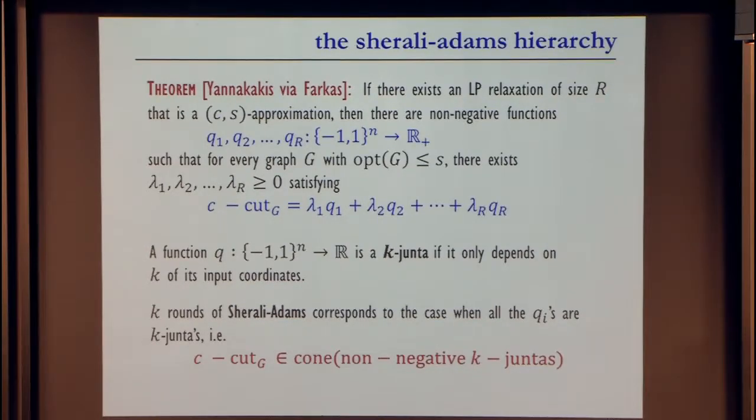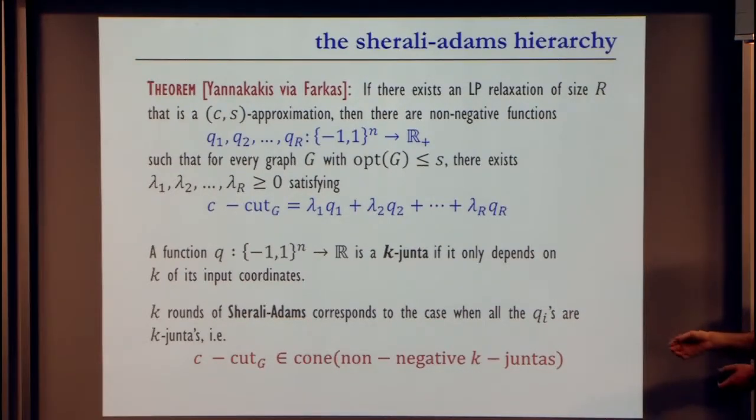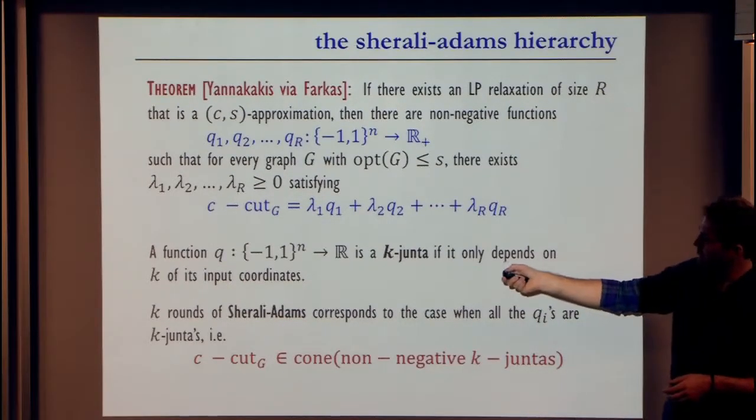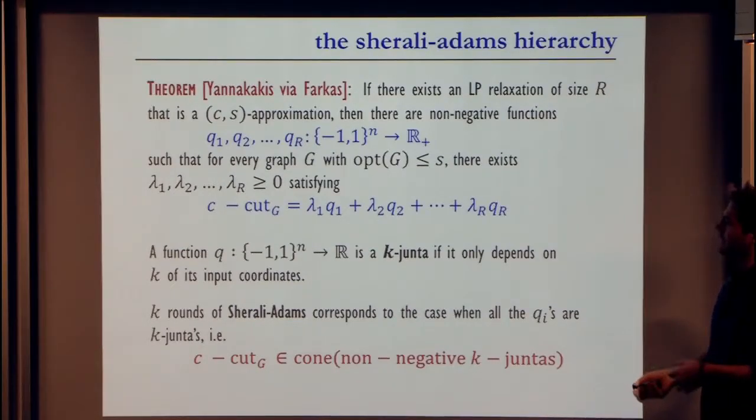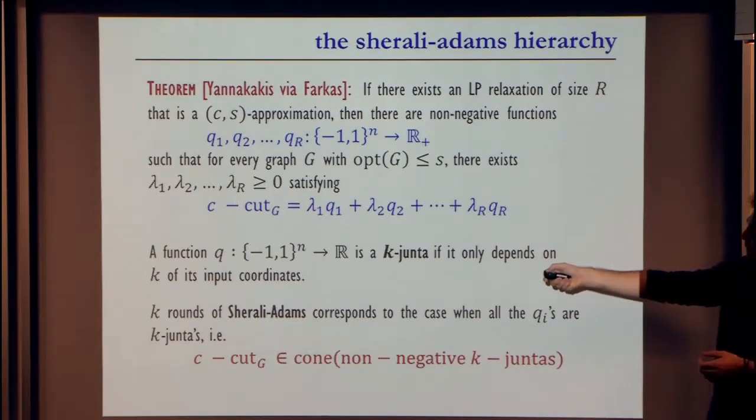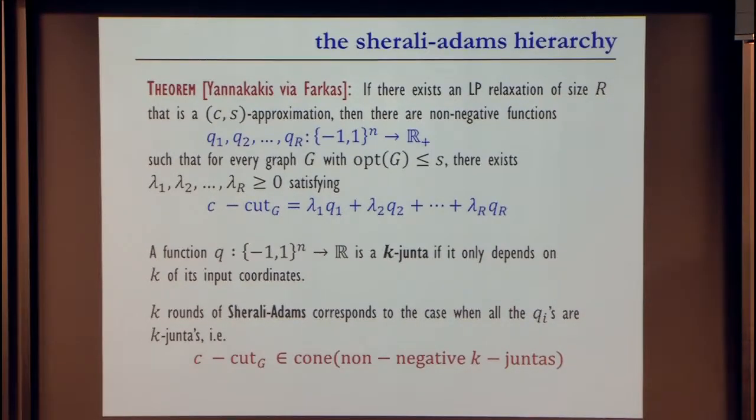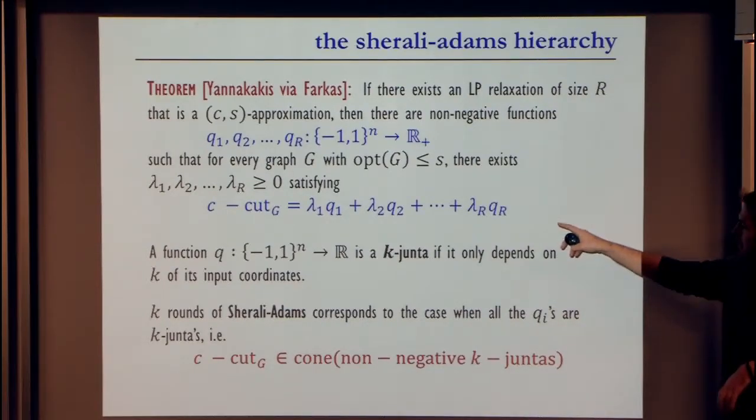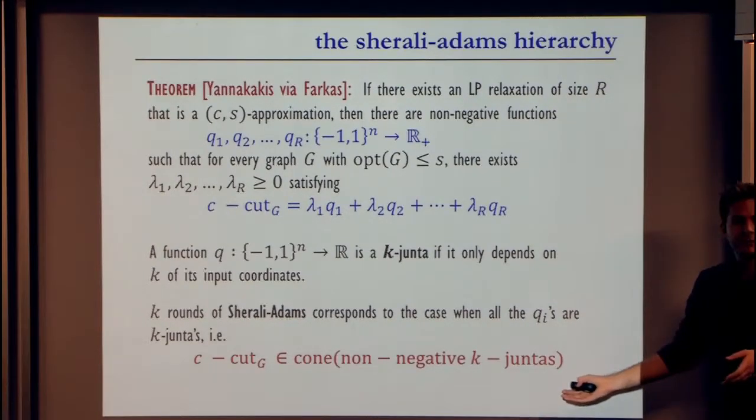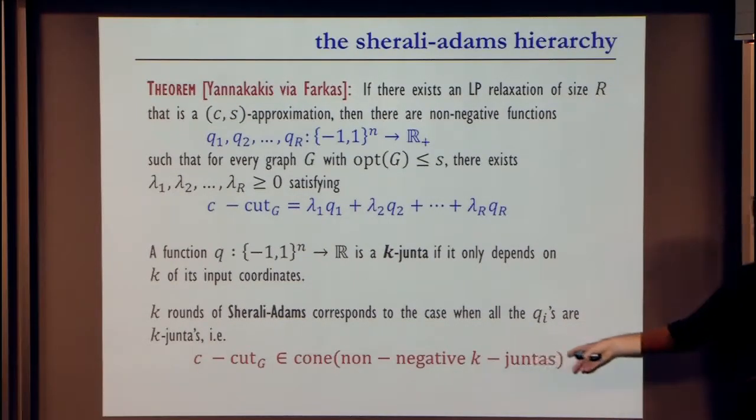In other words, let's say Sherali-Adams for k rounds proves that the optimum is at most C, if and only if I can write this function as a non-negative combination of non-negative k-juntas. Okay, so just as it's specified here, it's not clear. I could need quite a large number of juntas. It could be an infinite number of points in this cone that I need to use.